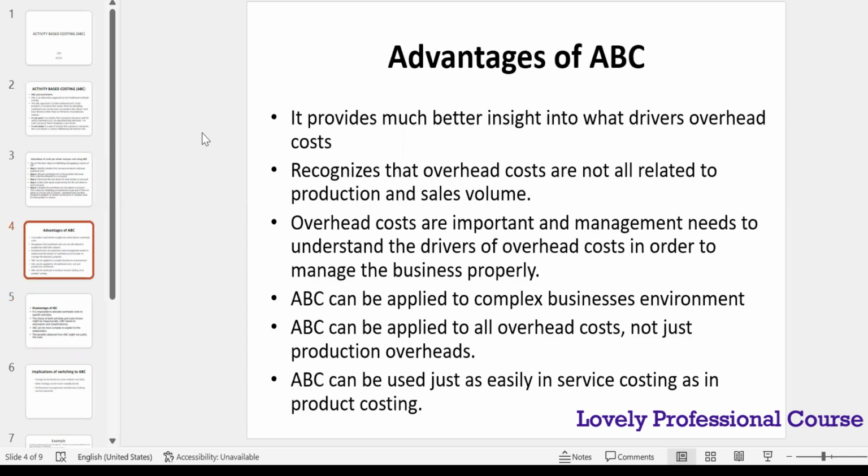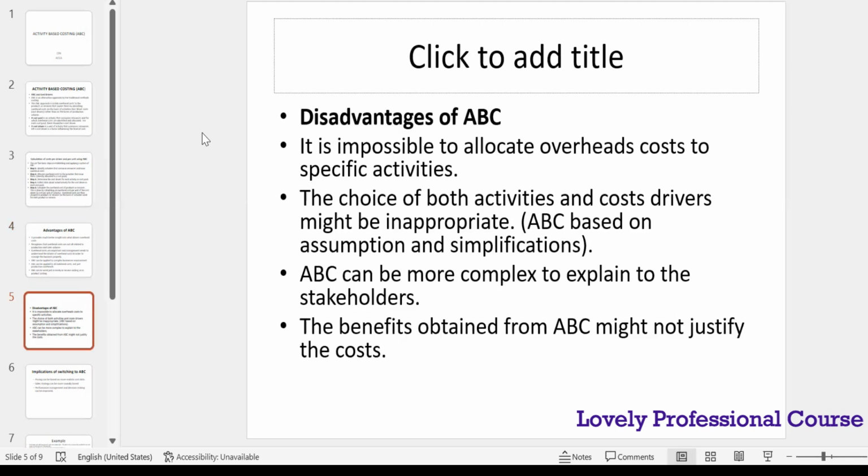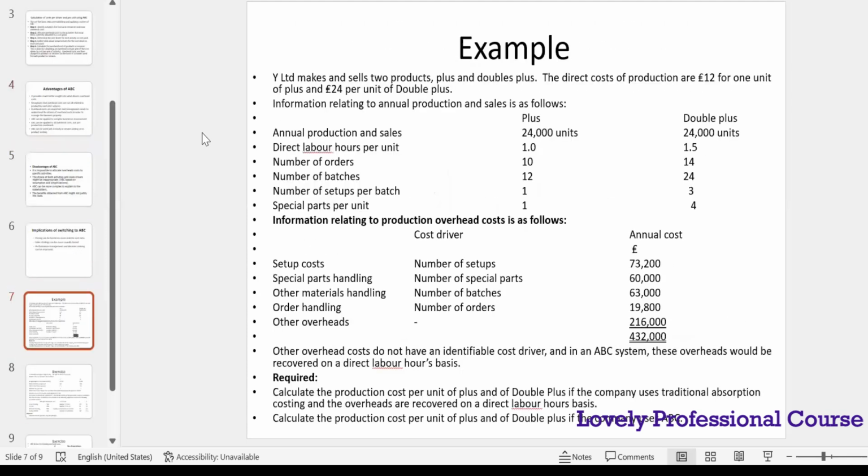So the advantages are there, of course. It is very, very clear and understandable. And now let's see this example, because I want you to be very clear and very sure that you can handle a question on activity-based costing. Before I attempt to work on this question, let me also help you to apportion the overhead using absorption costing, because this activity-based costing is an alternative to absorption costing.